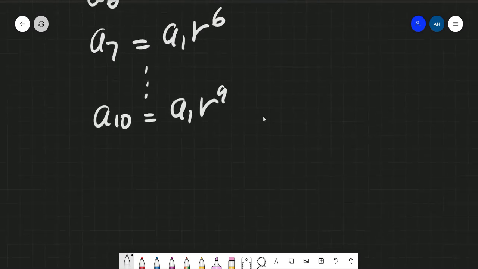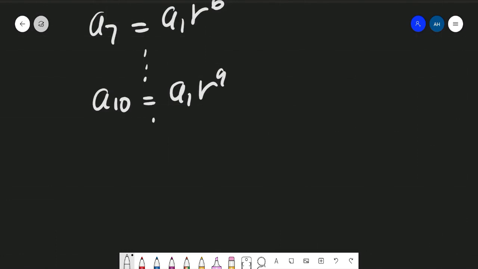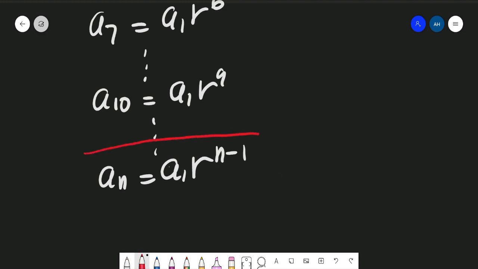Now can we continue the process and write down what is the nth term, I mean an, what is an equal to? Must be a1, because every term previously has a1, so an also has to have a1. The question is, what is the power of r? We have to subtract 1 from n, right? So how to write it down? r must be to the power n minus 1. This will be the formula to find the nth term for the geometric sequence.